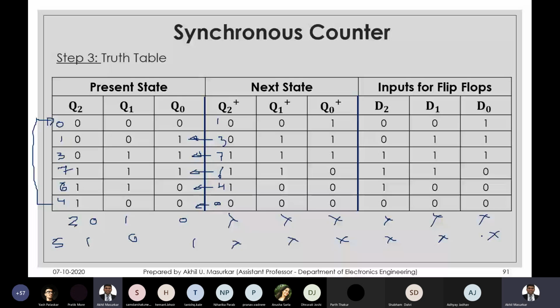So this is the transition table. Come on, copy it quickly.